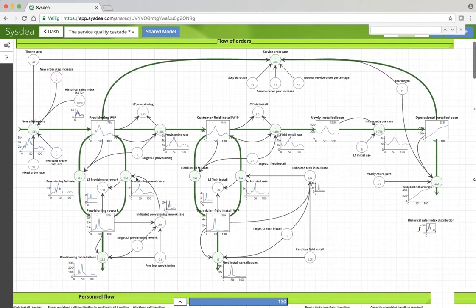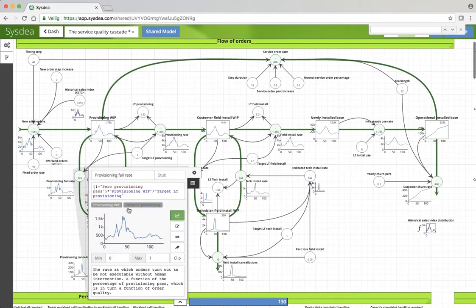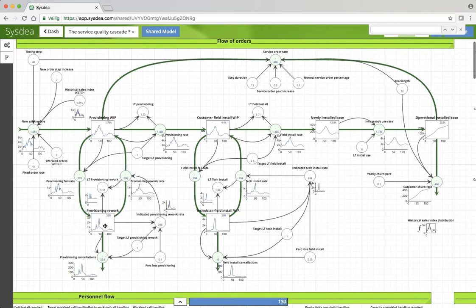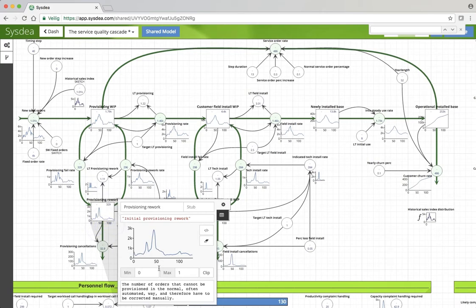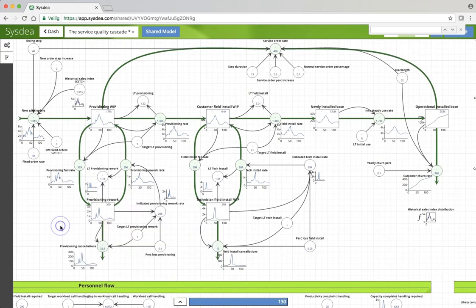But the cascading starts here, because not all orders are dealt with quite smoothly. There are orders that fall out. The first to fall out is the provisioning fail rate, which you see here with two peaks. That fail rate leads to two peaks also in the backlog of provisioning rework. And that can be fixed, but it takes some time.